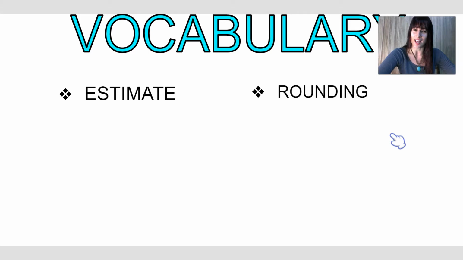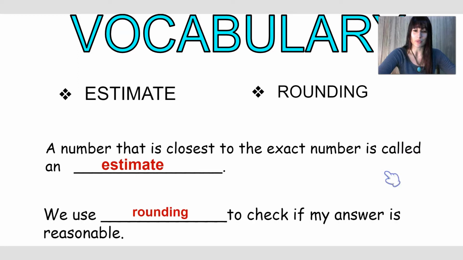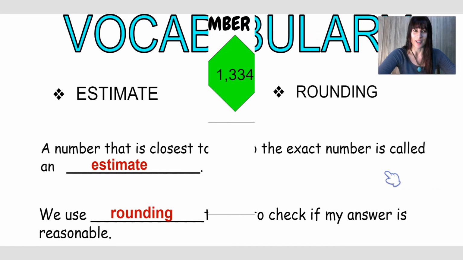The first word is estimate, and the second one is rounding. Let's see if we can use these two words correctly. A number that is closest to the exact number is called an estimate. And we use rounding to check if my answer is reasonable. So make sure that you know how to use these two terms correctly. All right, let's begin with number order.